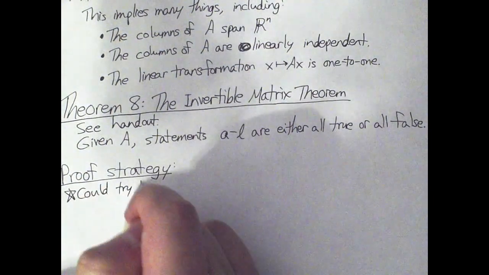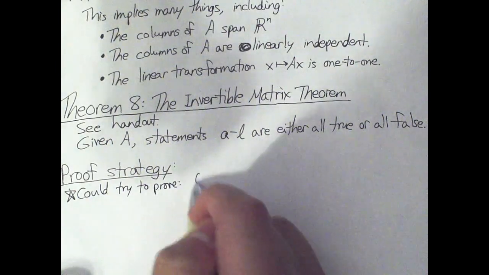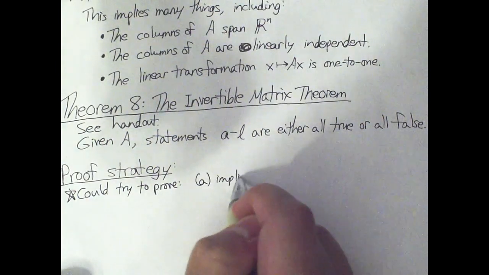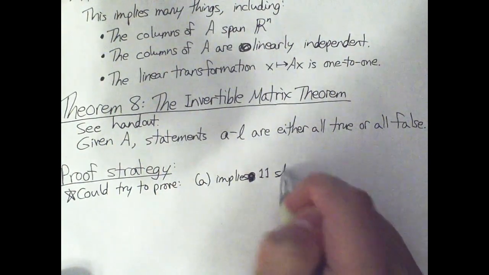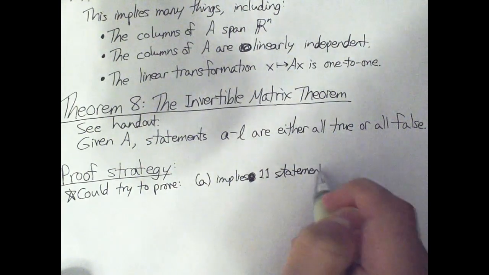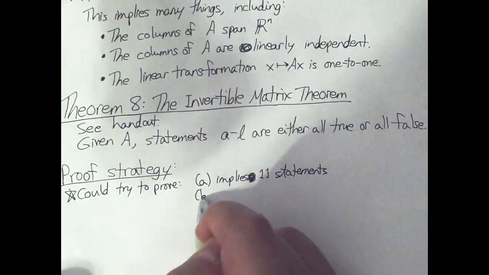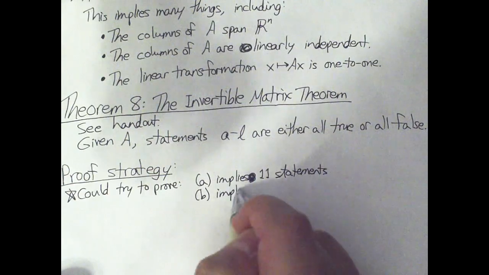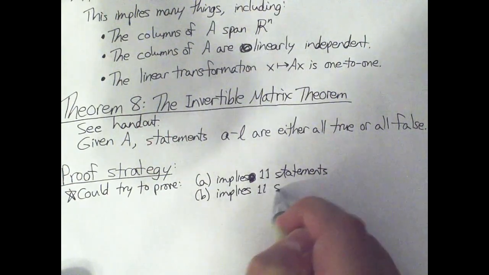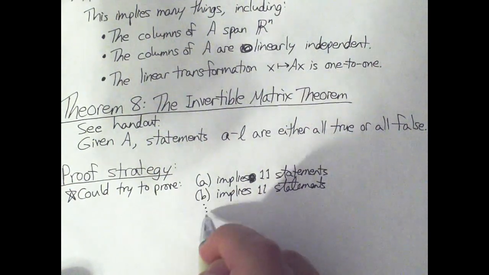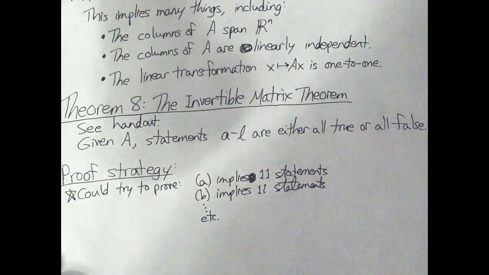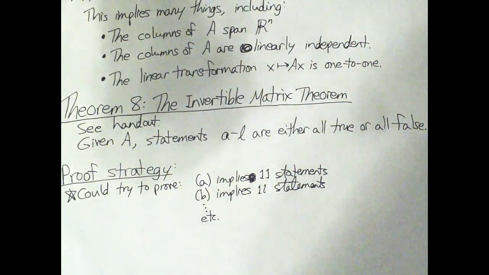We could try to prove item A implies the other 11 statements. We would then show that item B implies the other 11 statements. Etc. What would we have? 121 little proofs to write? We're not going to do it that way.